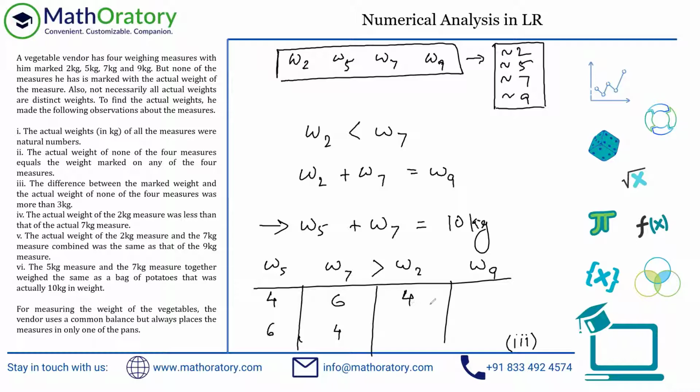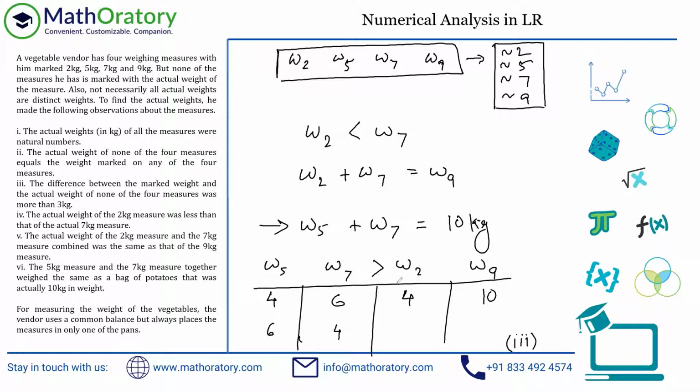If I take 4, by the way, please understand that repetition is allowed, right? It did mention that earlier in the context. Not necessarily all the actual weights are distinct weights. So repetition is allowed. Don't think that because there is one 4, I cannot have another 4. That is pretty much possible. So I can take a 4 here, then 4 plus 6, this could be 10. Right, using this condition, W2 plus W7 is equal to 10, which is W9. Now, I don't find any problem with this. So this case is acceptable, I guess.